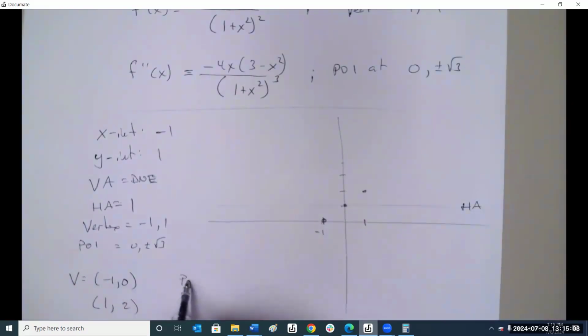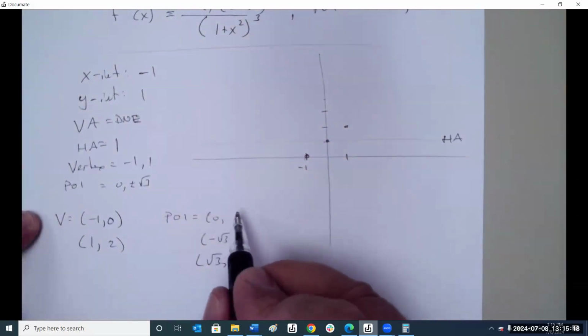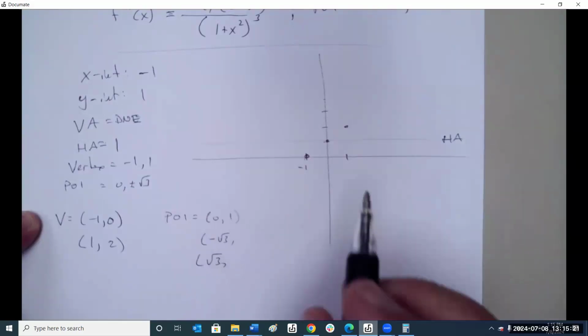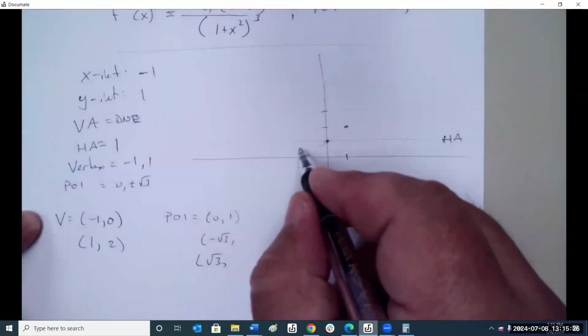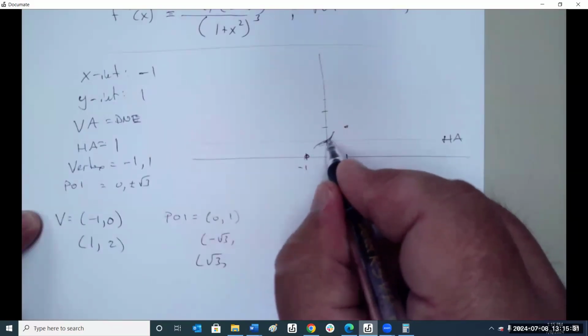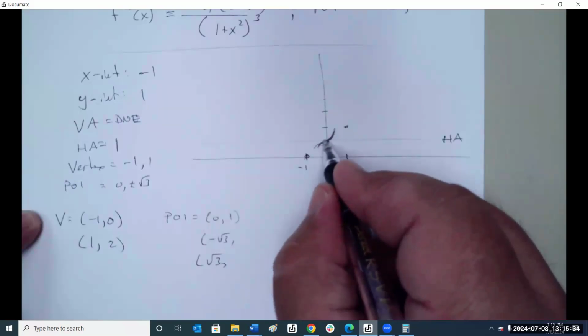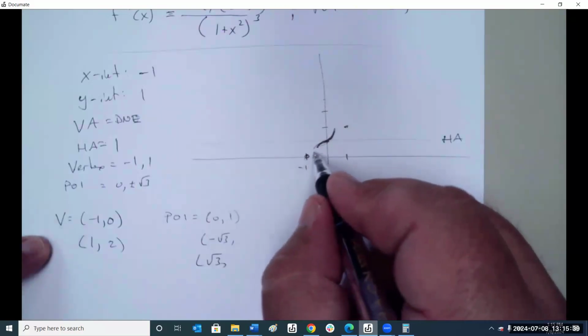So that's the point of inflections. 0, negative radical 3, radical 3. Zero is 1. So that's a point of inflection that has to look like that. The vertex is at -1.